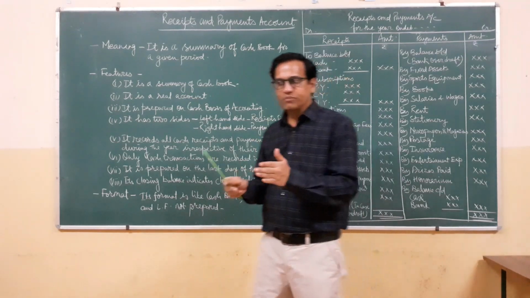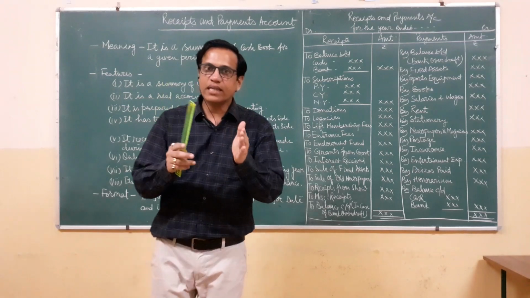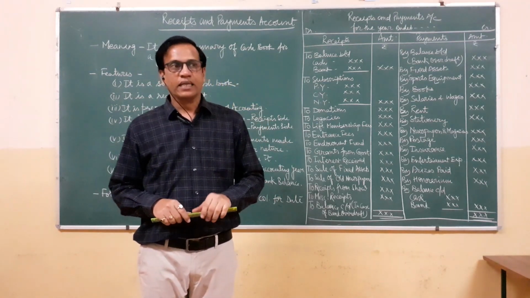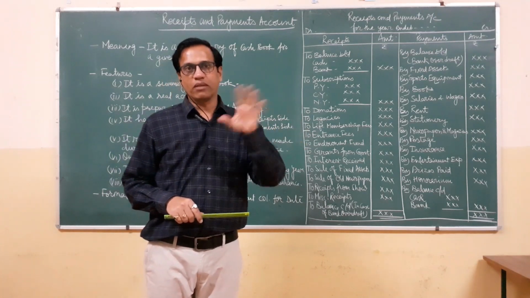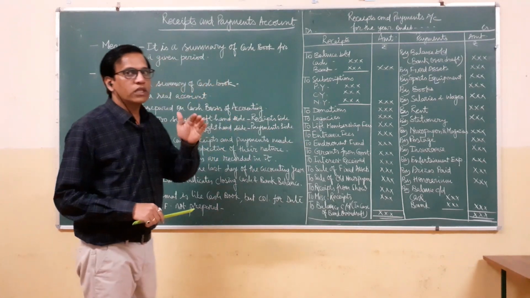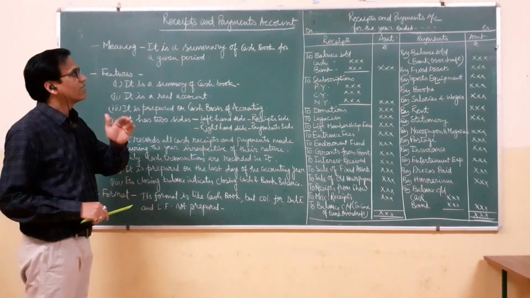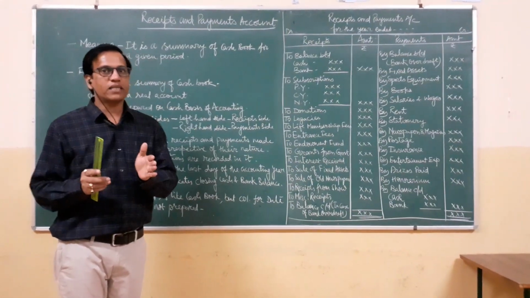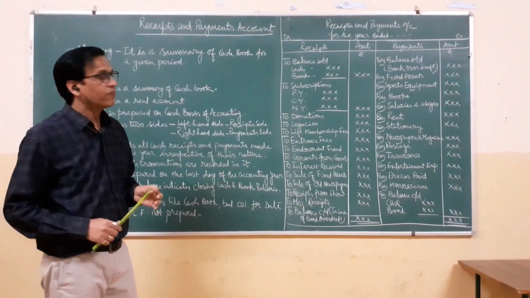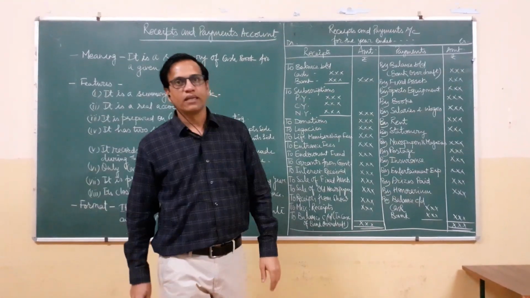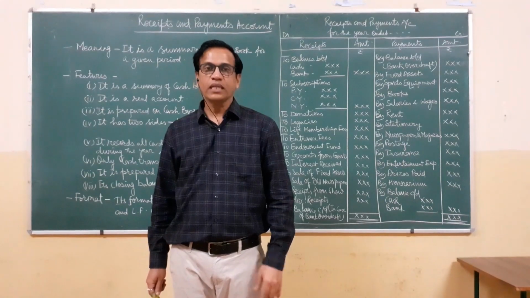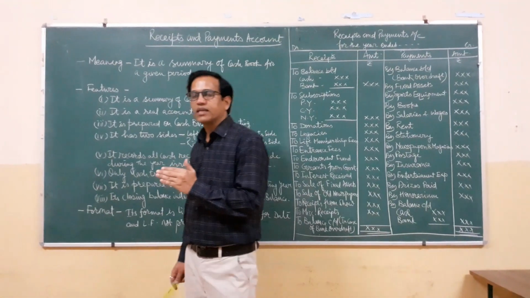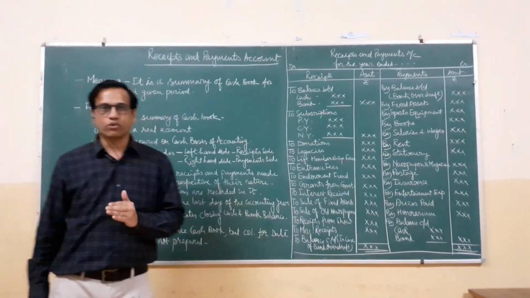All the items, we will take their total for the whole year. Say salary is there. Salary paid every month. So total of all the 12 months paid by the not-for-profit organization will be taken at one place under one head, salary, and will be written in the receipts and payments account. So simply we can say the receipts and payments account is a summary of a cash book.